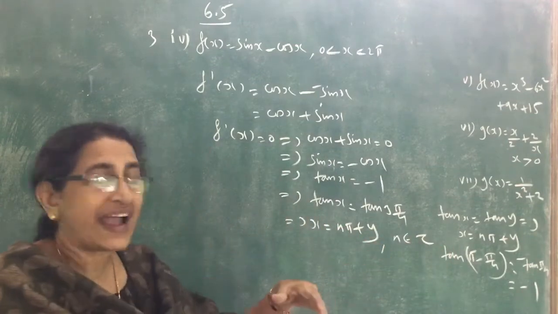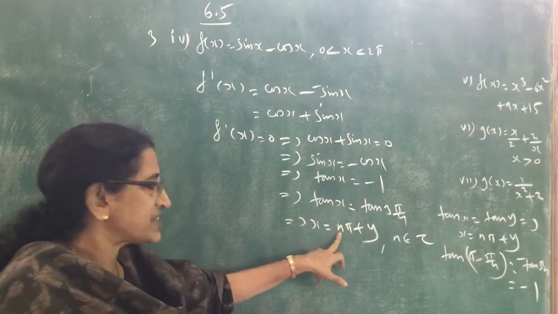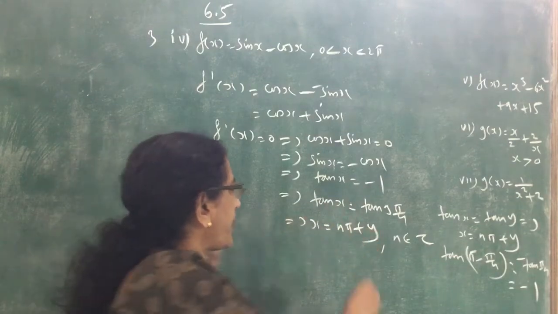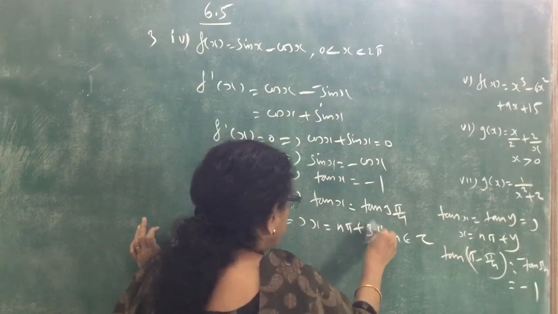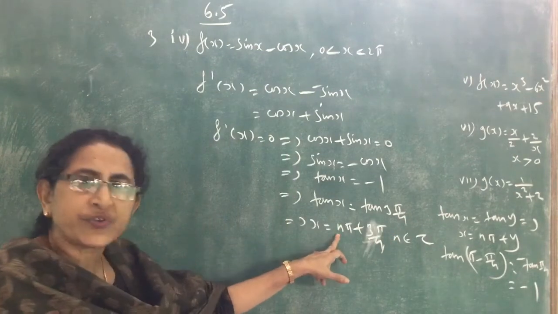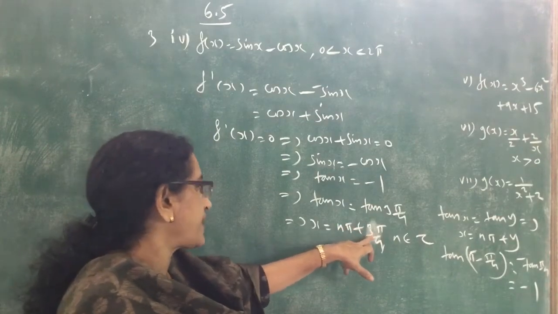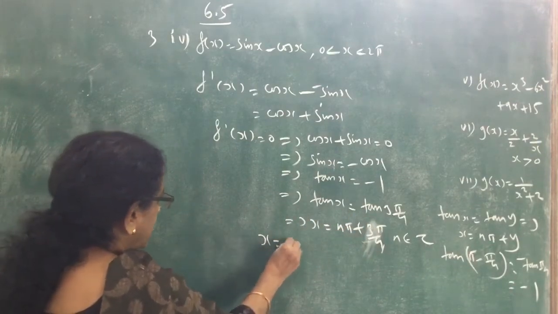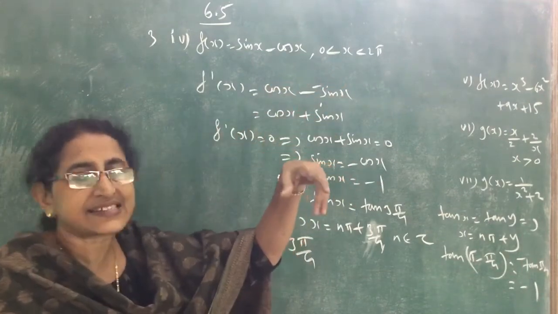Now we can find the value of x in this interval. So when n equal to 0, in the place of y we can write 3 pi by 4. n can be any integer. When n equal to 0, 0 plus 3 pi by 4, so we got x equal to 3 pi by 4. That is in the interval 0 less than x less than 2 pi.